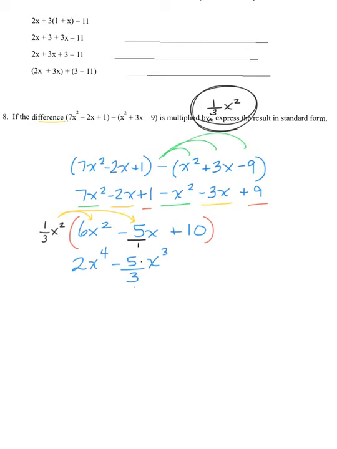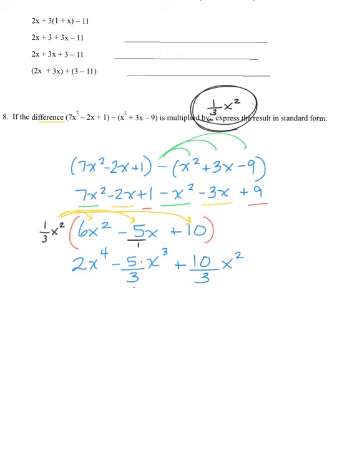Third distributive is 1/3 x squared times 10. So to do this one, same thing, view 10 as a numerator. 1 times 10 is 10. 3 times 1 would be 3, so we get 10/3. Keep the variable, keep the power. 10 doesn't have anything accompanying it, so our x squared is going to come along for this product. Our final answer is 2x to the 4th power minus 5/3 x cubed plus 10/3 x squared.